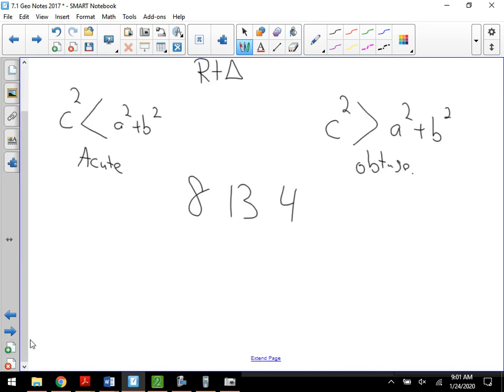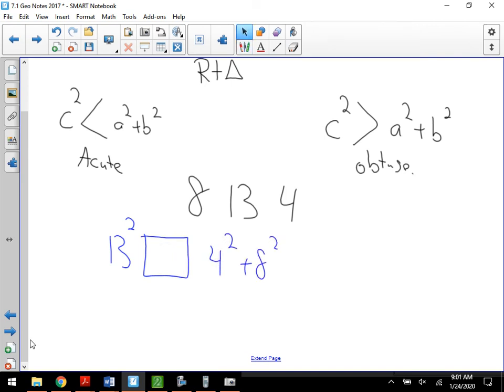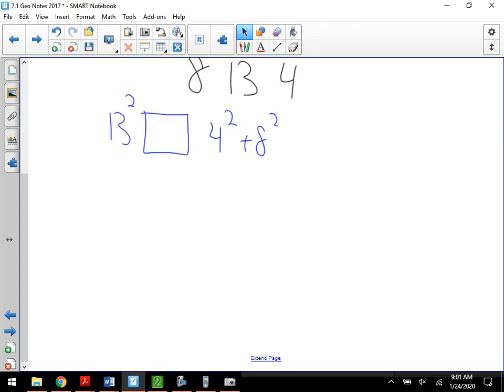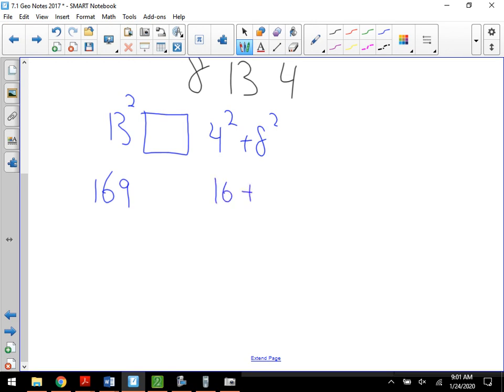So what we do is this. We write it as, well, is 13 squared, put the little box in, and then we put 4 squared plus 8 squared. Go to your calculator. Type in 13 squared, hit enter. 169. 4 squared is 16, 8 squared is 64, and last I checked, 16 plus 64 is smaller than 169, isn't it? That's 80, right? So that's bigger. What kind of a triangle is it? There you go.